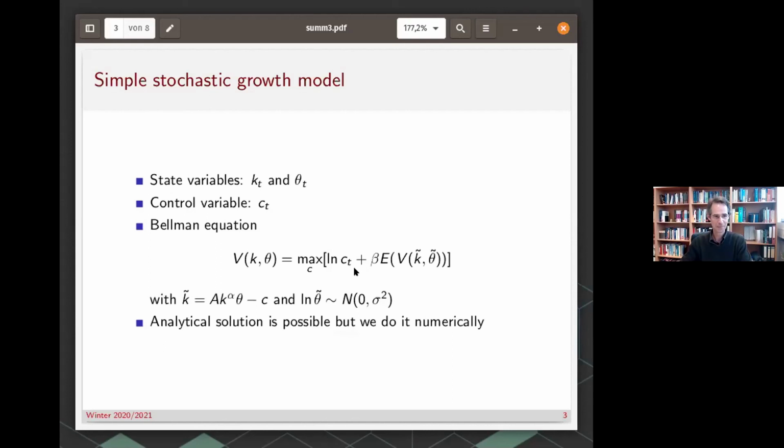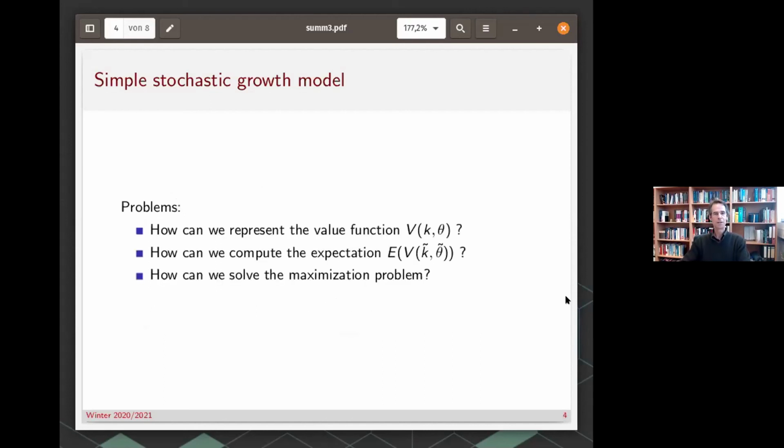Okay. All right. So how can we do it numerically? Well, before I go into the details of the code of the solution sketch, we have to think about at least three important problems. And it's worthwhile really thinking about these problems before you start implementing it into code. So the first one, as usual, is how can we represent the value function? Because we are going to do value function iteration.